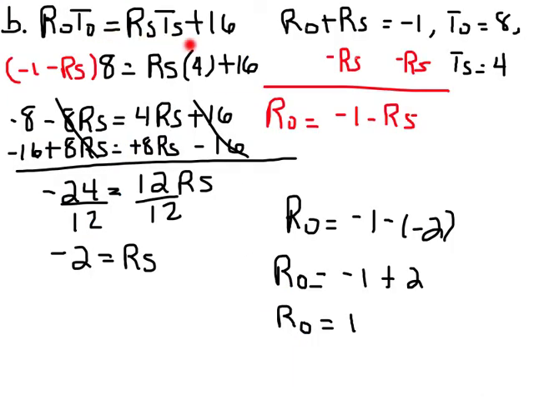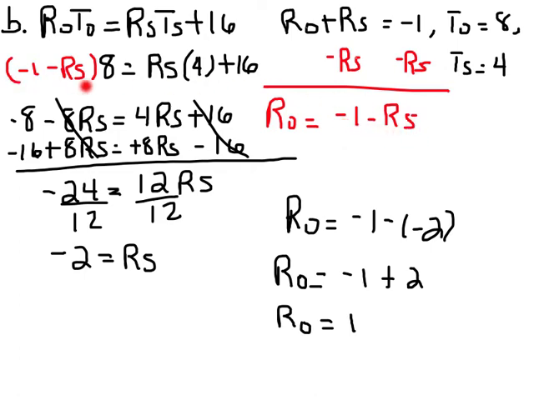This is another one just like it. RO equals RS plus 16. Okay, so this is different, but what we're going to have to do is not really any different. We know TO, we know TS, but here we're going to have to get something that we can substitute in either one of these places. So we're going to subtract RS from both sides, and now we have a value for RO that we can substitute right here. And now we know that RO is equal to negative 1 minus RS.